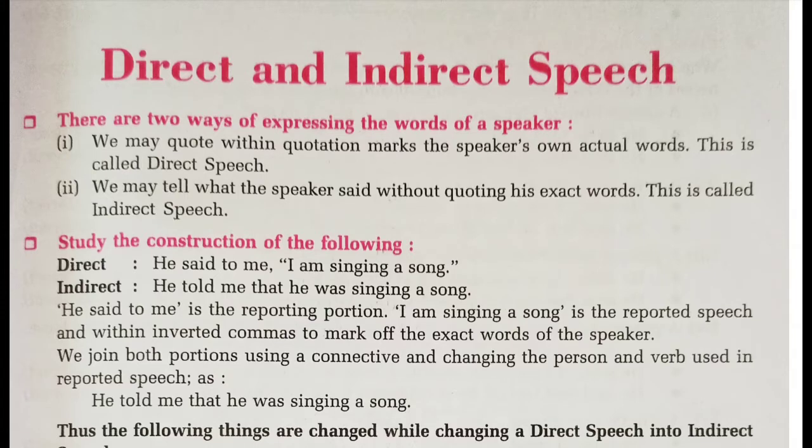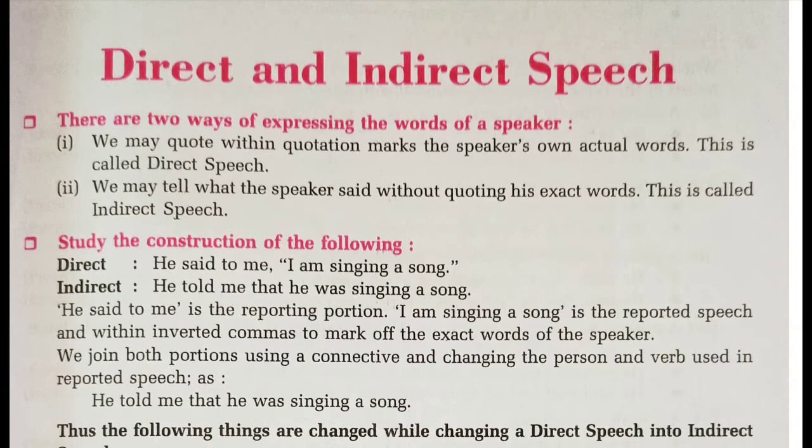Now, here you can see there are two ways of expressing the words of a speaker. Number one, we may quote within quotation marks the speaker's own actual words. This is called direct speech. And number two, we may tell what the speaker said without quoting the exact words. This is called indirect speech. Now, you all know this. Now, let's see some examples to understand better.